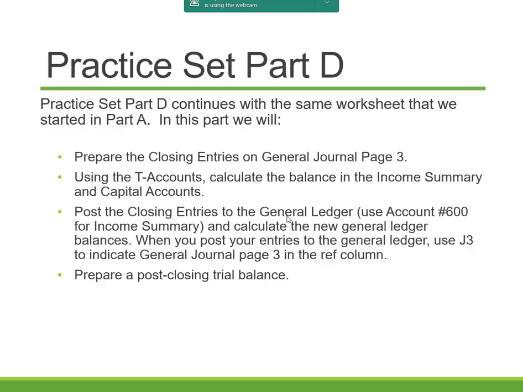Today we will be covering Practice Set Part D. The Practice Set Part D continues with the same worksheet that we started in Part A. We then added to it in Part B and again in Part C. In Part D, we are going to prepare the closing entries on General Journal, page 3. We'll be using T accounts to calculate the balance in income summary and the capital accounts. We'll then post the closing entries to the general ledger and calculate the new general ledger balances. Then we will prepare a post-closing trial balance. All right, so let's go ahead and get started.